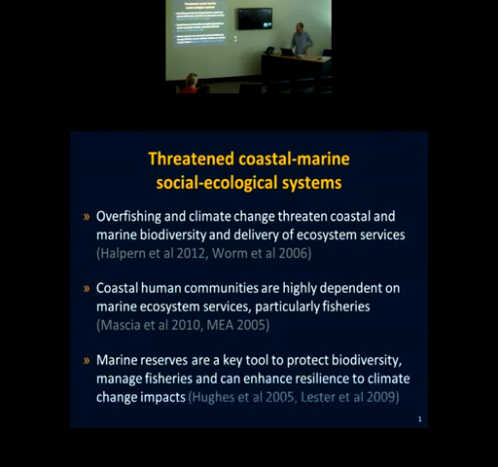So in order to tackle these challenges, marine protected areas or marine reserves, in this case in particular, are a tool that has been widely used across the world to protect the marine biodiversity, just because of the values that it has, but also as a management tool for the fisheries, and as a way to increase the resilience of these marine systems to the potential changes associated with climate change.